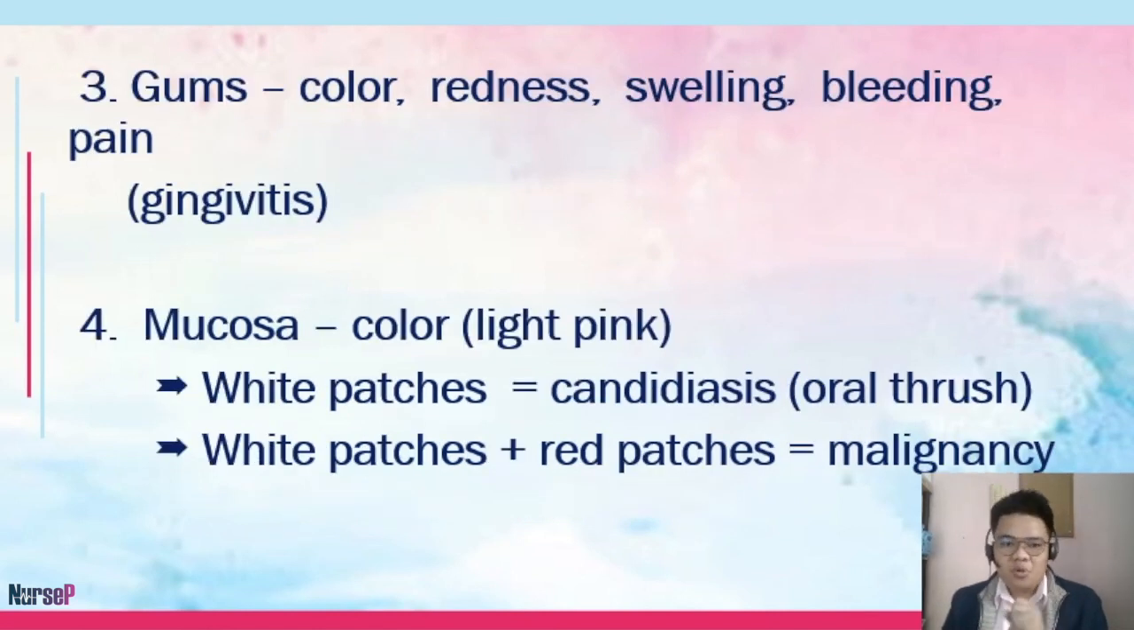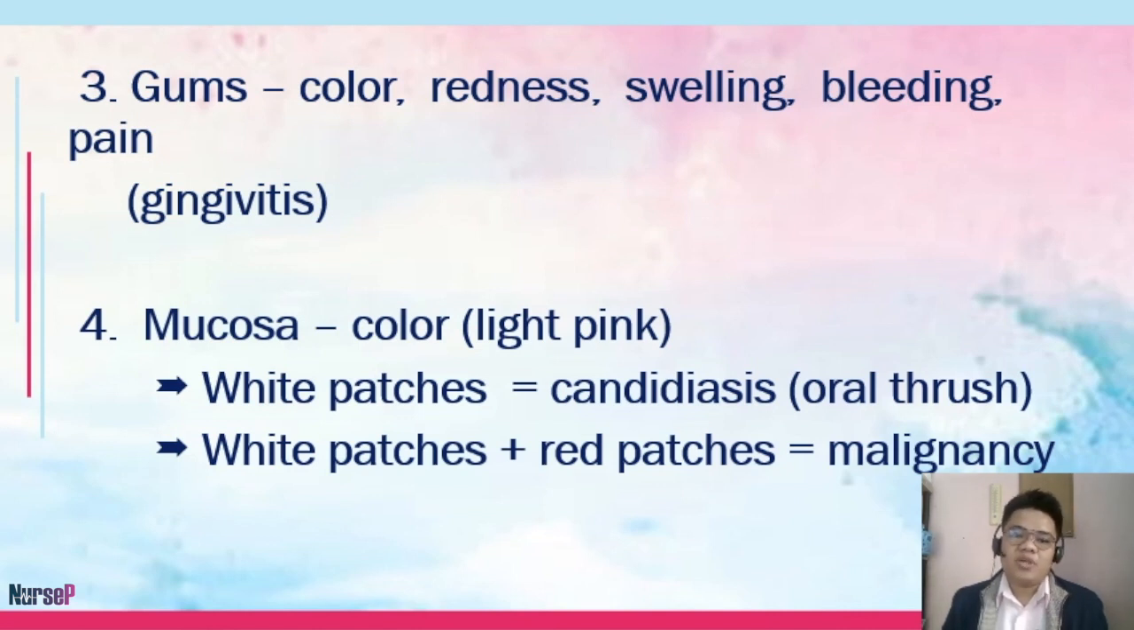Next, gums. We assess the color of the gums. We assess for redness. We assess for swelling, bleeding, and pain. Swelling, bleeding, and pain would be an indication of gingivitis. So class, gingivitis is inflammation of your gums. It may also be infection of your gums.